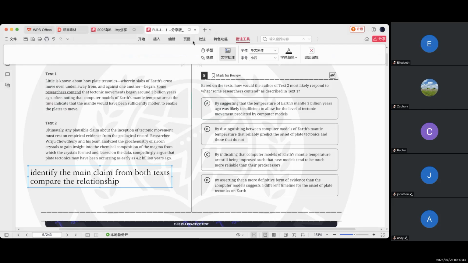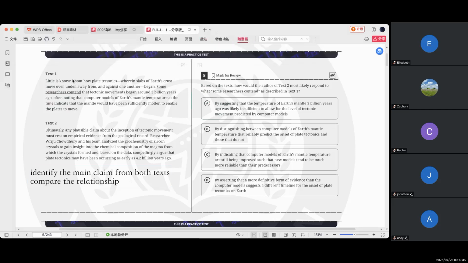Very good. So usually we start from text 1, and we specifically start from here because this indicates this sentence will be the main claim. And here it says that they believed tectonic movements began around 3 billion years ago. And the reasoning is here. It's based on computer models.